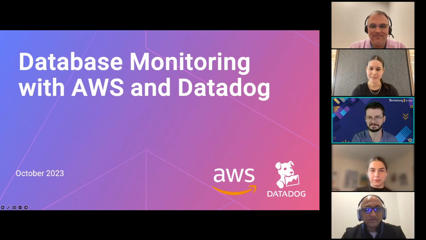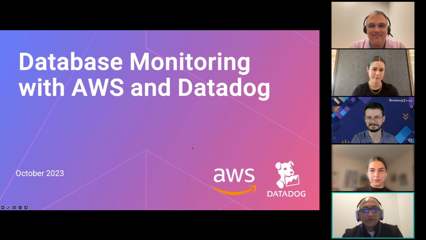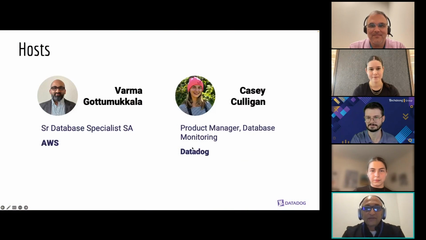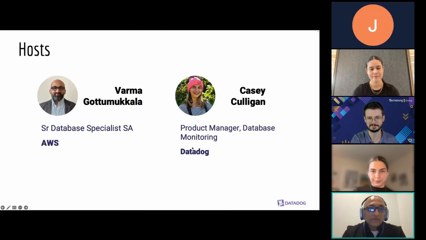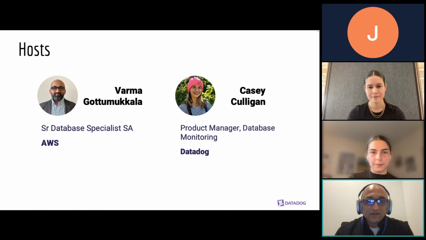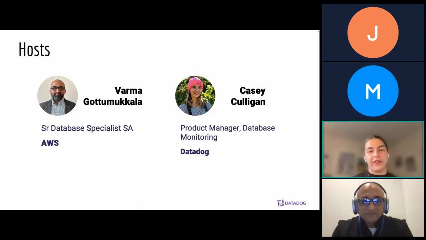Sure. Thank you, Cody. So let's get going. I just want to introduce myself. My name is Varma Gottumukkala. I'm a Senior Database Specialist SA from Amazon AWS, and I live in Dallas, Texas. I'll be co-presenting this with Casey. Casey, do you want to introduce yourself? Yeah, thanks, Varma. My name is Casey Culligan. I'm a product manager for Datadog, and I work on the database monitoring product. I'm currently based in Brooklyn, New York.